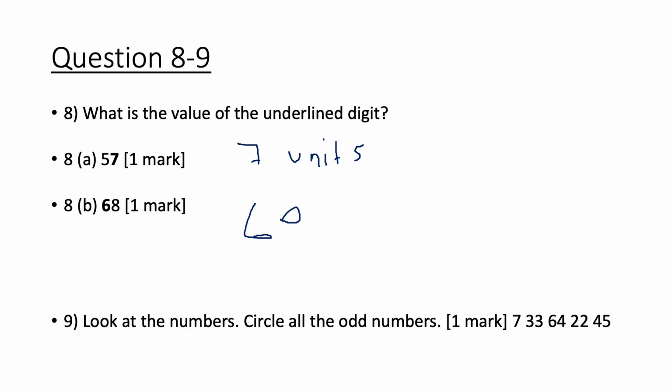Look at question number 9. Look at the numbers. Circle all the odd numbers. Now, odd numbers end in 1, 3, 5, 7, or 9, if that makes sense. So 7 is odd, 33 is odd, 64 isn't odd, 22 isn't odd, and 45 is odd. So 64 and 22 are what I call even numbers. So if it ends in 1, 3, 5, 7, 9, they are odd. If it ends in 0, 2, 4, 6, 8, then it's even.